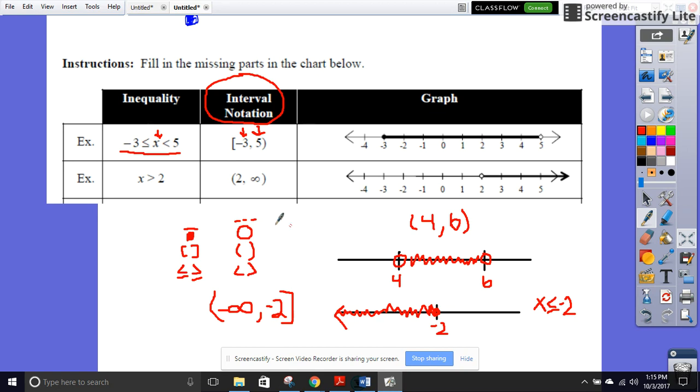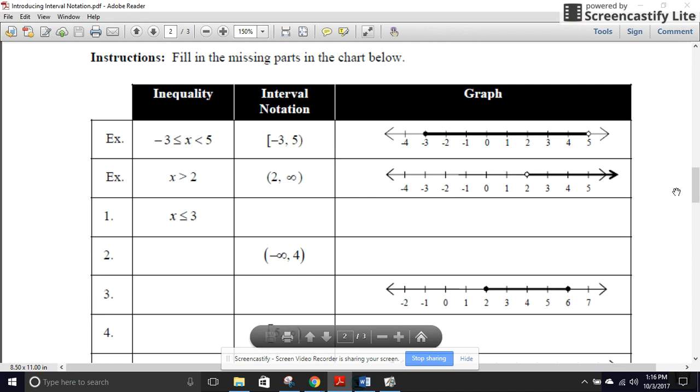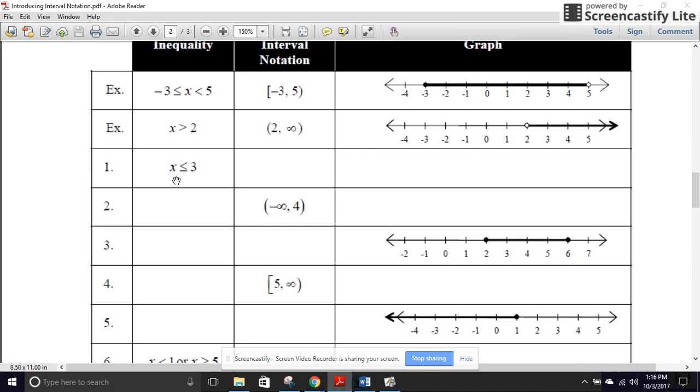Okay, so all of the other problems on your worksheet, they give you one piece of information or the other. Hold on, let me see if I can find it real quick. Here it is. They give you one piece of information and you have to provide the other two. I'll do one more with you. So this one says that we're talking about all the numbers that are less than or equal to 3. So if we're talking about all the numbers that are less than or equal to 3, draw a number line here. Color in the 3.